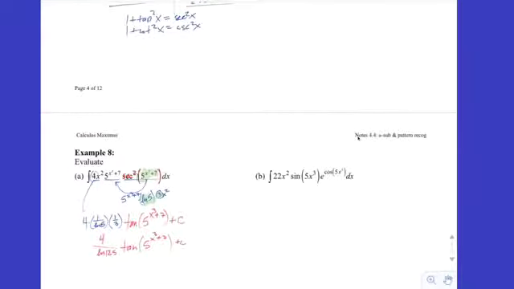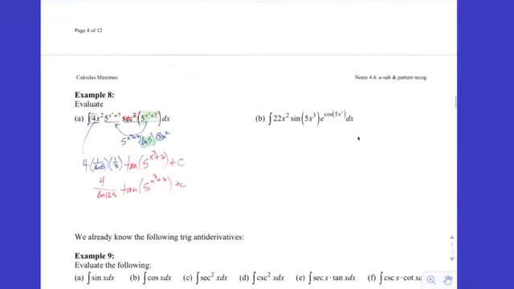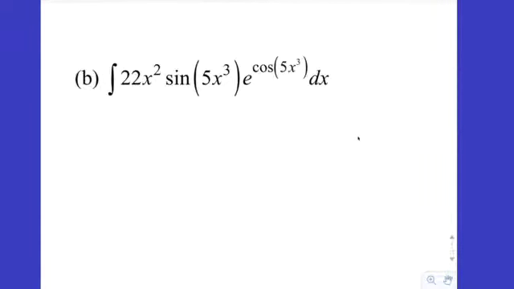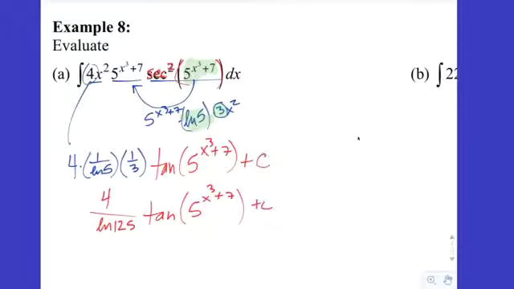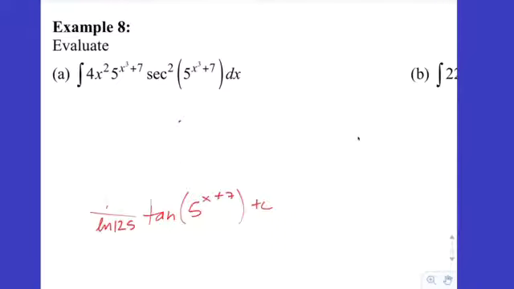All right, so we're picking up here with 8b. We got 22 x squared sine of 5x cubed e to the cosine. Oh, by the way, I wanted to say one last thing about this. Let's come back to part A that we already did.